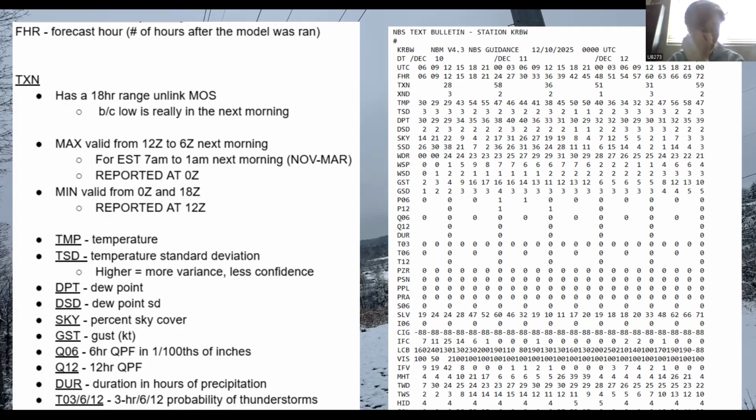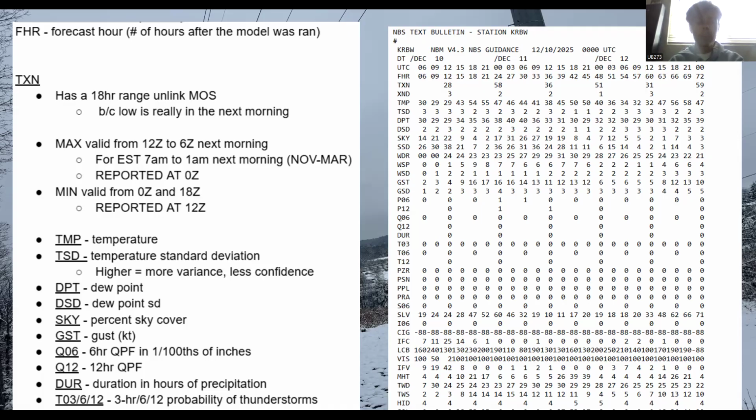TSD is temperature's standard deviation. So the higher the number, the more variance there is in the temperatures that the models could produce. The higher the number, the less confidence in what that temperature might be. Dew point, DPT, is next. The closer that is to TMP, the more moisture we have, and if they're the same, we have reached saturation. DSD is the dew point standard deviation, so it functions the same as the TSD.